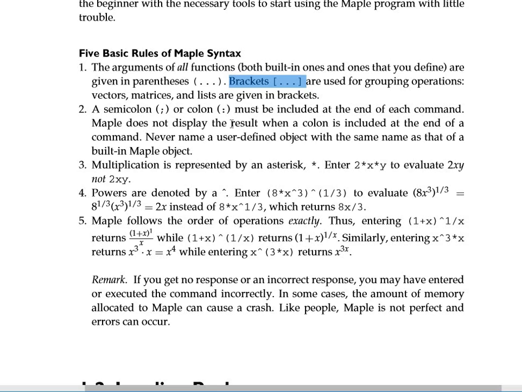Only when we need a command to run or to display, we don't use these two. And if we use any function that is defined in Maple, then we don't use that name. And next one is multiplication, which is represented by the asterisk sign. If we want to solve 2xy, we write it with the asterisk between the terms.